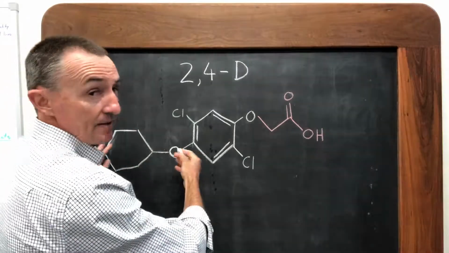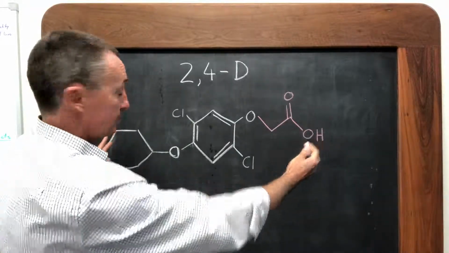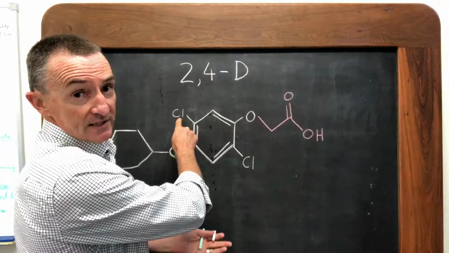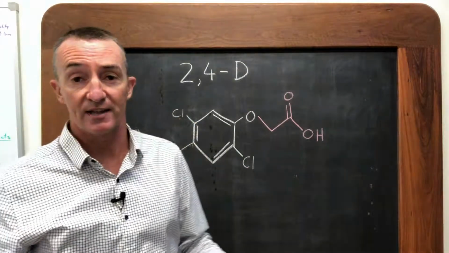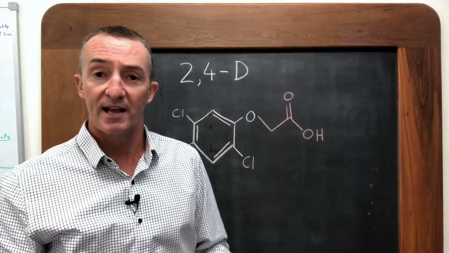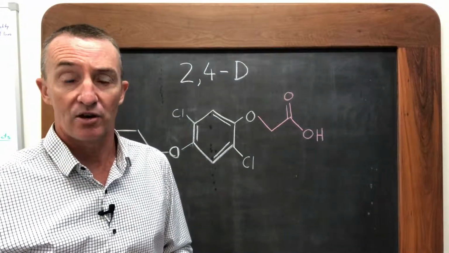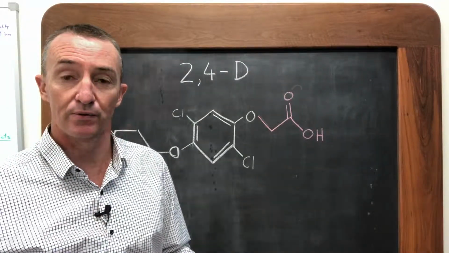So now we have a great big molecule. It's got this great big glucose hanging off the end of it, and our chlorine is in the wrong position and it no longer has herbicidal activity. So that is how our grass species, one of the ways they tolerate herbicides like 2,4-D.